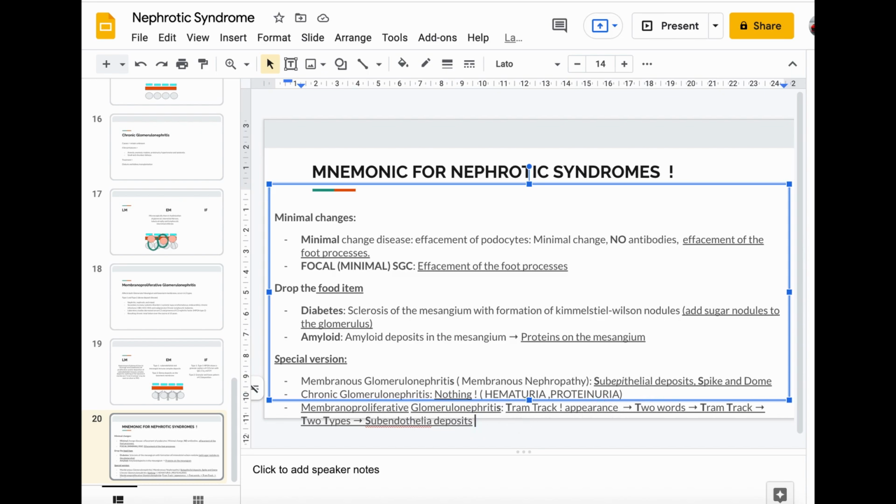So that's going to be the main thing over here, that you're going to get two types. The first type is actually type 1, and obviously type 2 is going to be intramembranous, associated with C3 nephritic factor. So you're putting antibodies against C3. So that's going to be the main thing.